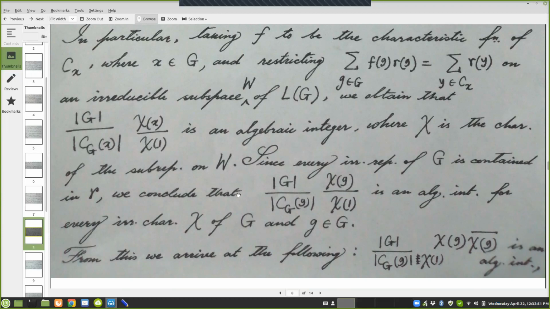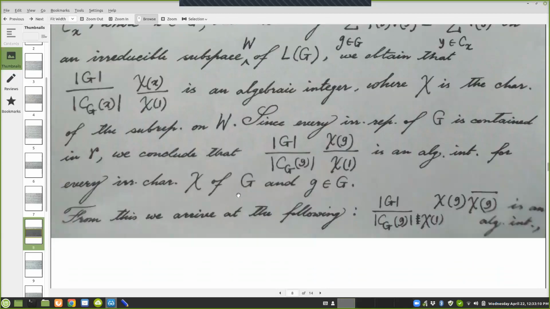Okay, because we know that given any character, there is a subrepresentation of the left regular representation which has chi as the character. Because we know that isomorphic representations have the same character. All right, so we got that this is always an algebraic integer.